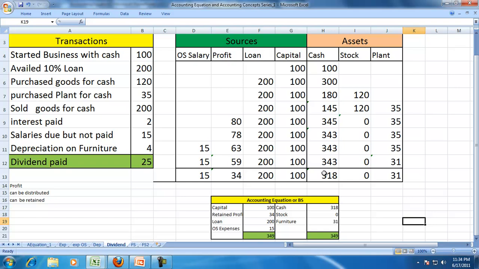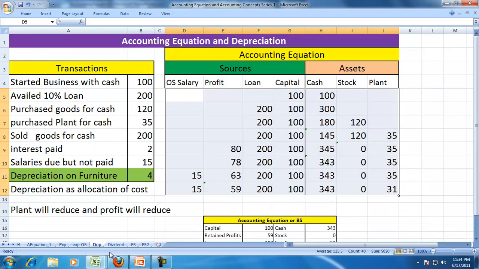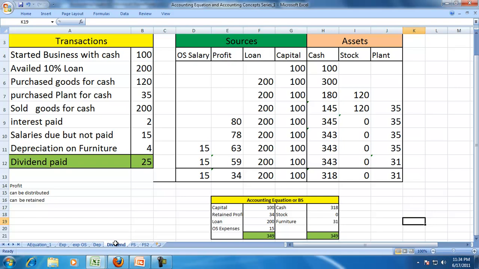But all these items will look much better if you see the financial statement. The objective of this session was to explain the effect of depreciation on the accounting equation, and the effect of dividend on the accounting equation, because they're not directly visible on the accounting equation. You have to see the profits or you have to see the cash to that effect. Thank you very much.